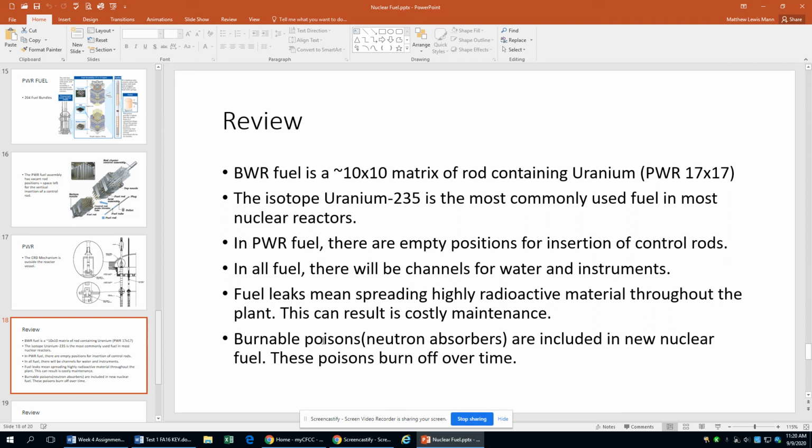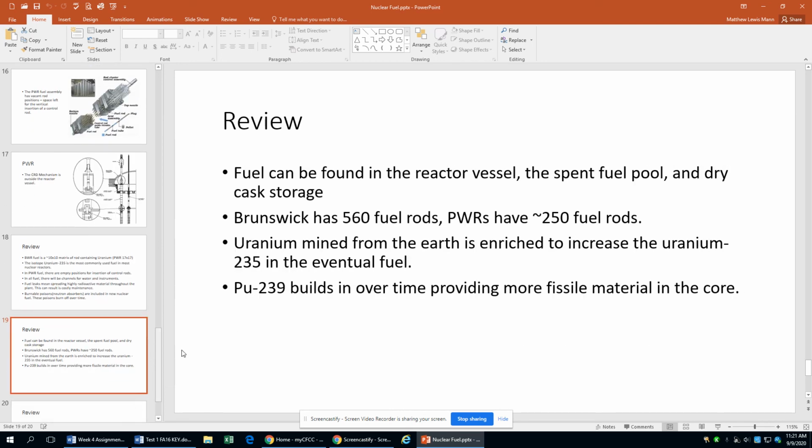And then we have burnable poisons in our fuel. It's another thing that we put in there. Gadolinium is a very common one. Basically it was just to get us a little bit more fuel in there so that we can make it from 18 months to 2 years. So if I put 2 years' worth of fuel in there, but I didn't put anything in to slow the reaction down, there's a much higher chance that I melt down the reactor. So we add these burnable poisons in.